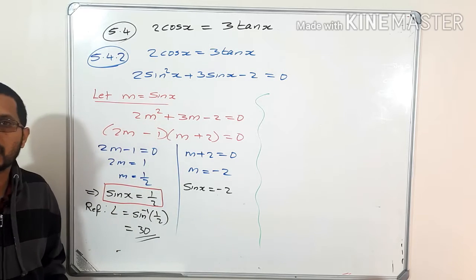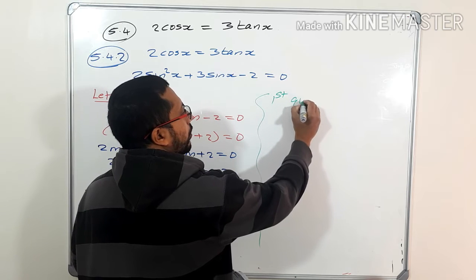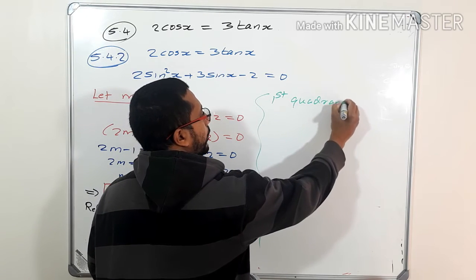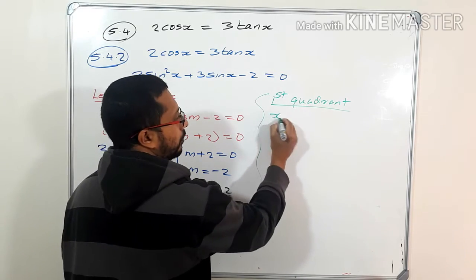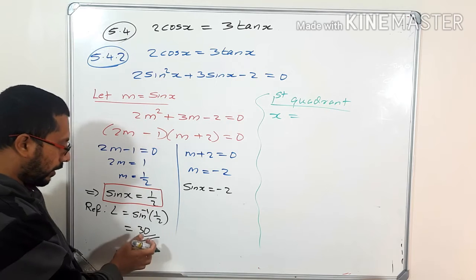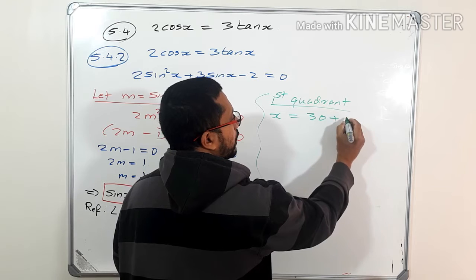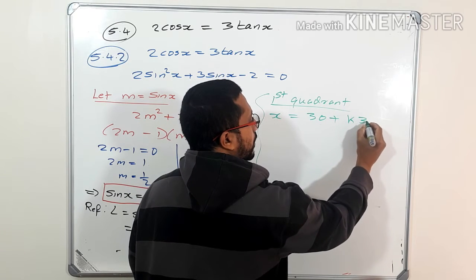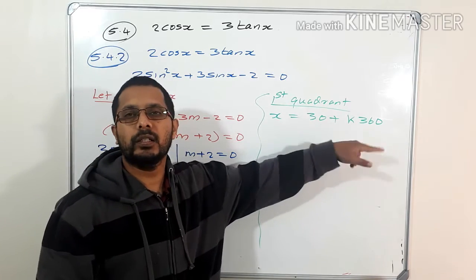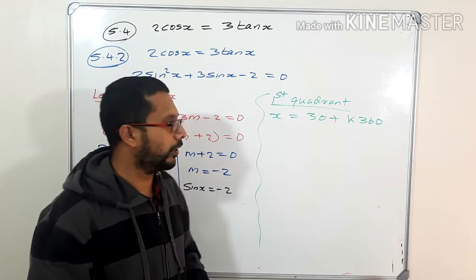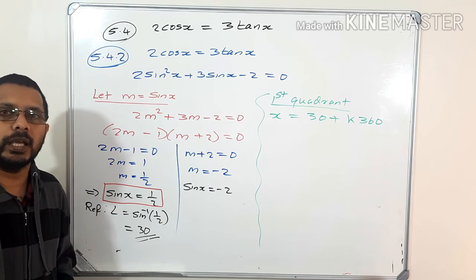Sine is positive in the first quadrant and second quadrant. In the first quadrant, all the trigonometric ratios are positive. So what can we write? In the first quadrant the reference angle itself is an acute angle, so x is equal to 30 plus, when you write the general solution, plus k 360. When it is sine or cos, it is plus k 360, and if it is tan, it is plus k 180. So now we got, for the first quadrant, x is equal to 30 plus k 360.